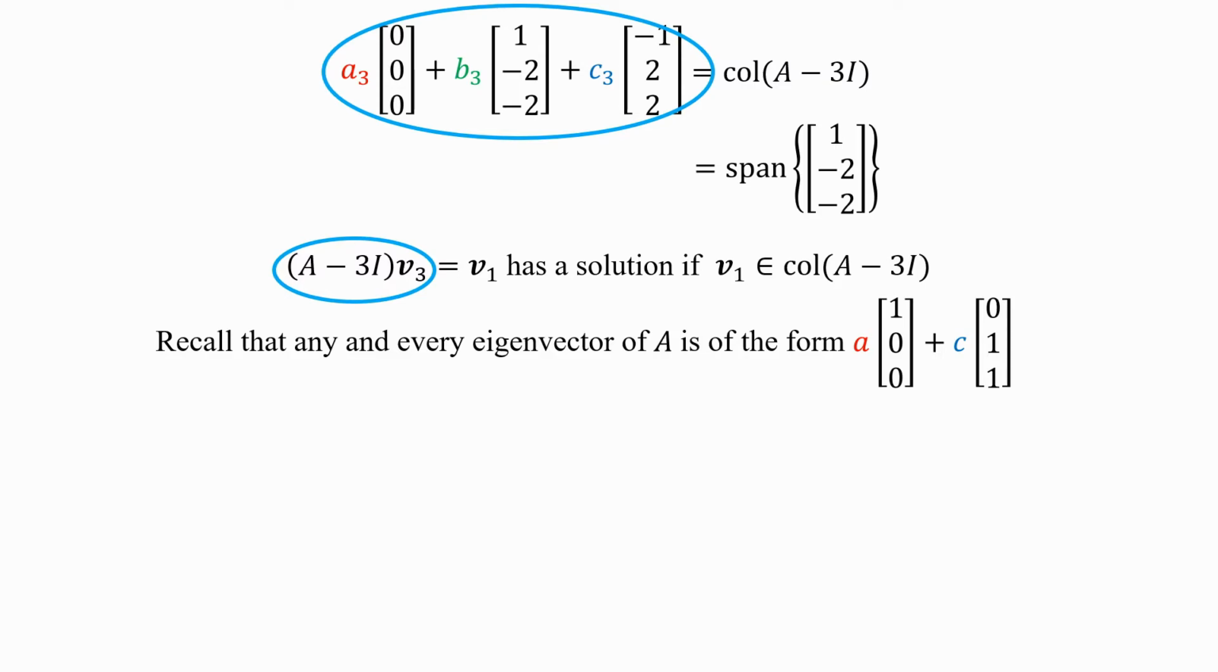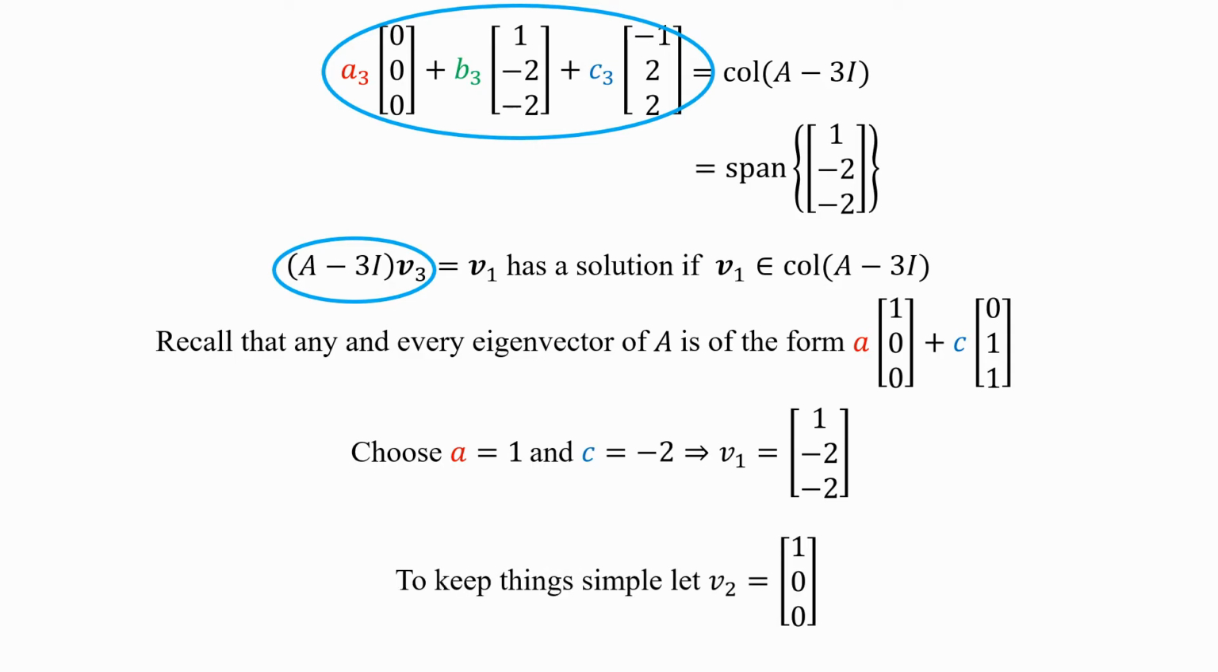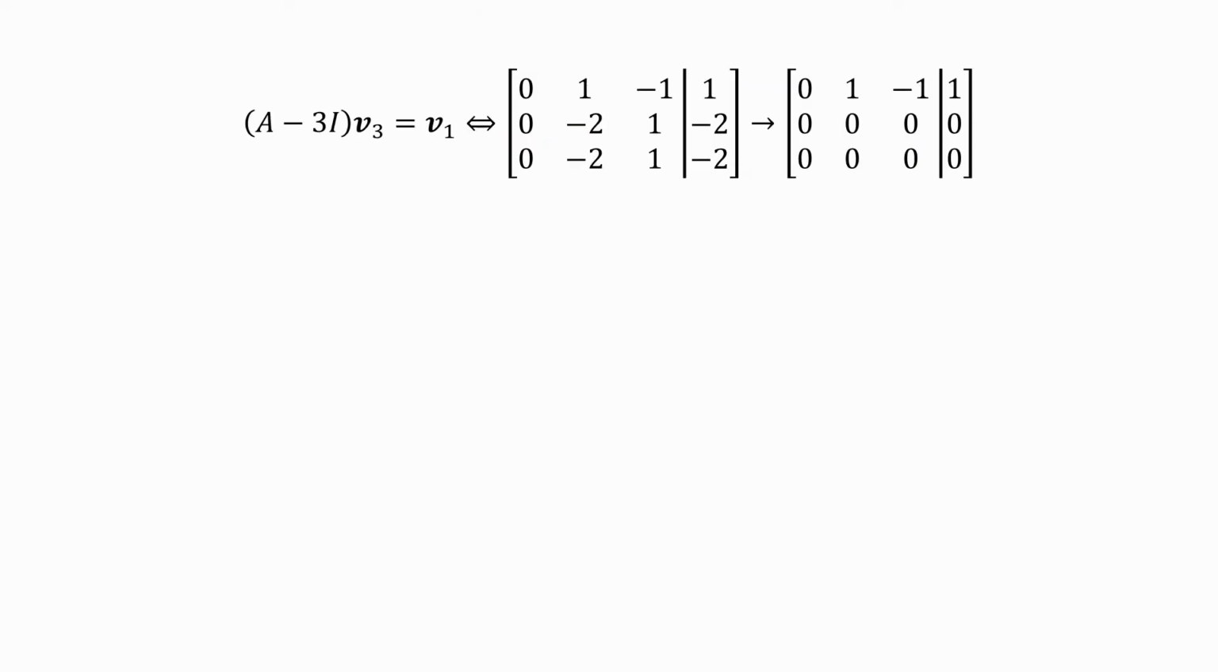Right? So it turns out you can find a vector of this form. If you choose a as 1, c is negative 2, then we can choose v1 to be the vector 1, negative 2, negative 2, which is in the column space of A minus 3I. And then lastly, for v2, let's just keep things simple. Let's choose 1, 0, 0. Back to v1, since we chose it such that it is in the column space of A minus 3I, we're guaranteed that this system has a solution.